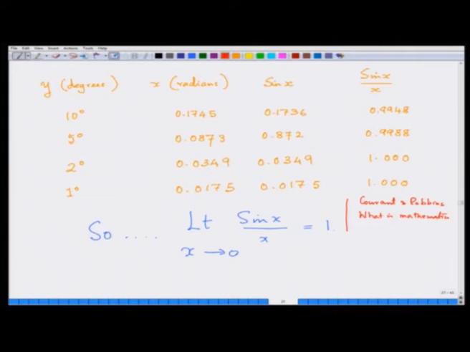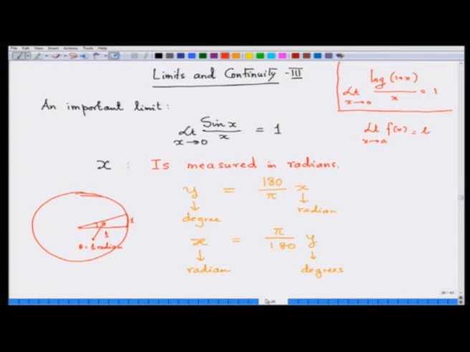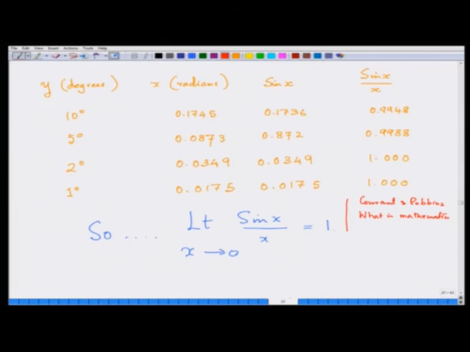Now if I go down further, I would leave it to you to compute it, because now you know what to do: you just put in a degree, get the x, compute sin x. Computing sin x nowadays, if you can do it with a calculator, just do it with a calculator, and then see what the value of sin x by x is. So I believe you will continue to get 1. So basically you can have some confidence to say that the limit of sin x by x is actually equal to 1.